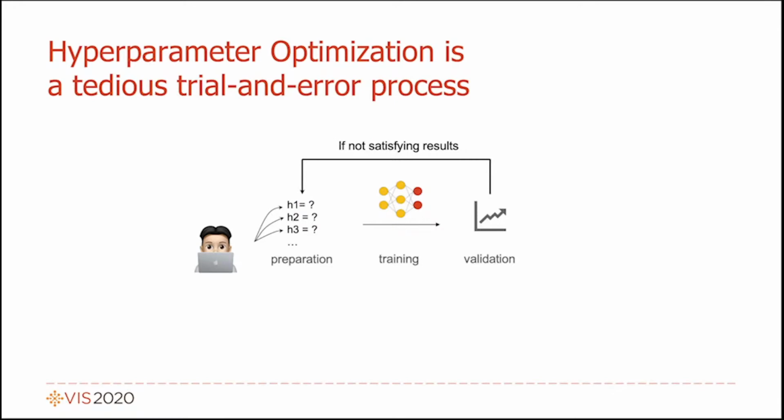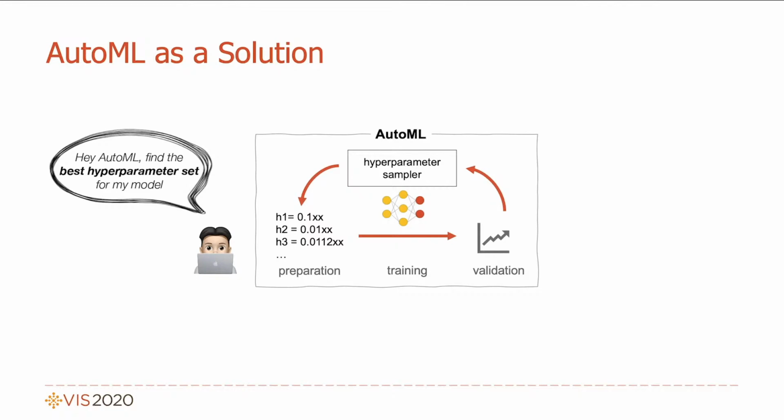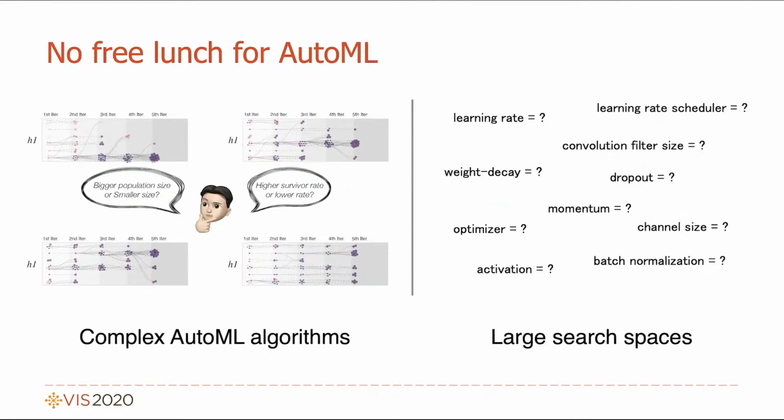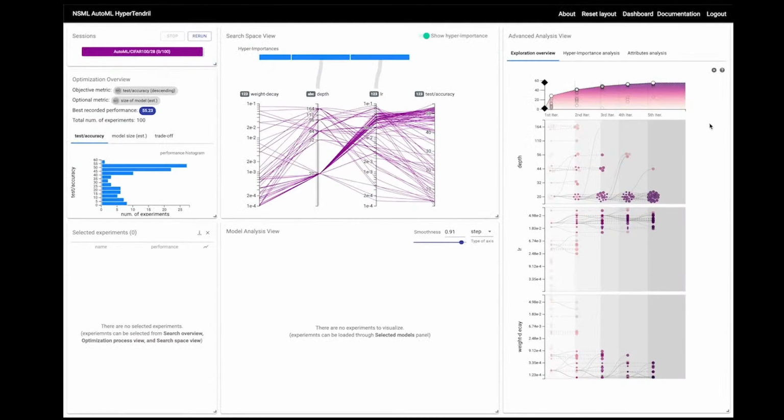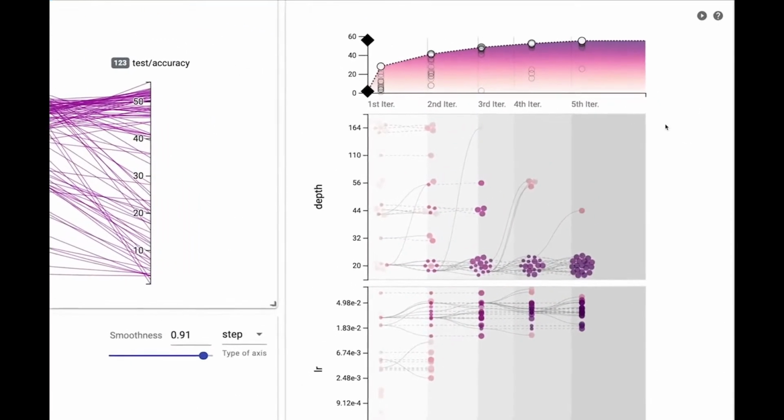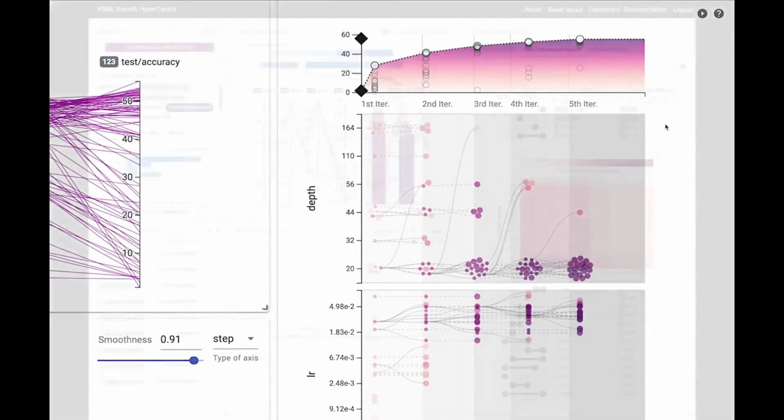When developing a deep learning model, people typically struggle to optimize hyperparameters that affect the model performance. To relieve the pain of this manual trial process, AutoML has been developed as a solution. However, to maximize the potential of AutoML, people should identify a good AutoML setting for their task. HyperTendril helps to maximize the potential by visualizing AutoML algorithm behavior and guiding it.